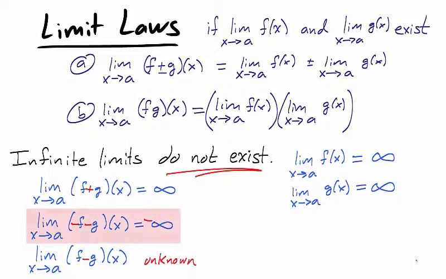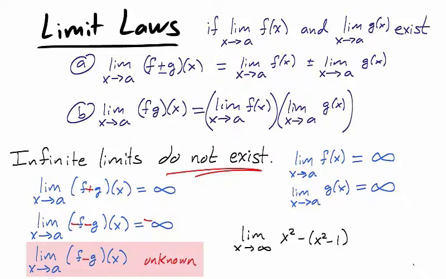The limit of the sum of negative f and negative g can be described as negative infinity. Negative f and negative g have larger and larger negative y values as x approaches a. Therefore, their sum will have larger and larger negative y values as x approaches a. The limit of the difference of f and g, however, is not able to be determined.